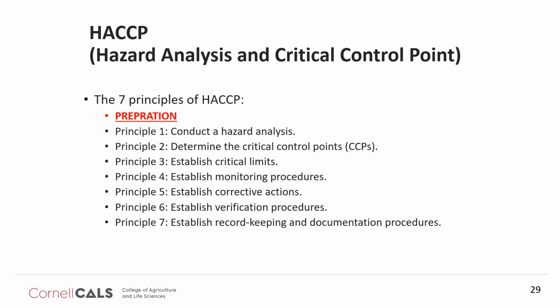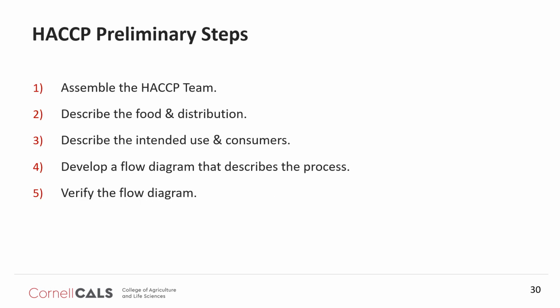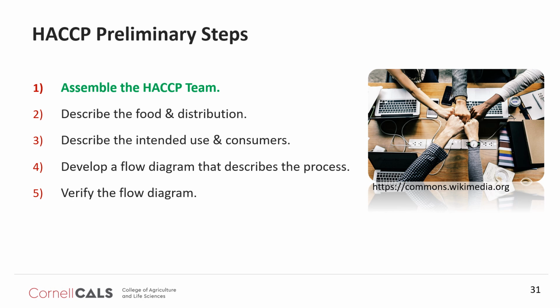Before we go through these principles one by one to see how they build on each other to form an effective food safety management system, we will look into HACCP preliminary steps that are recommended and useful before going through the process of building the actual plan. So what are these preliminary steps? Number 1, you want to assemble a HACCP team.